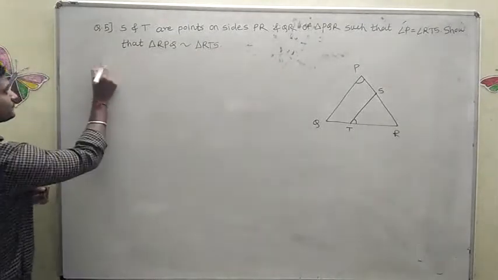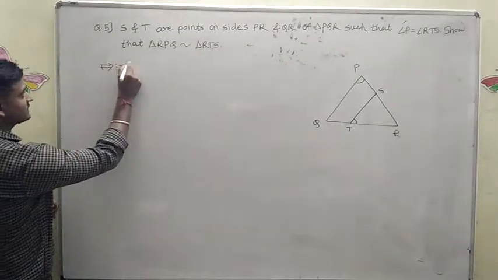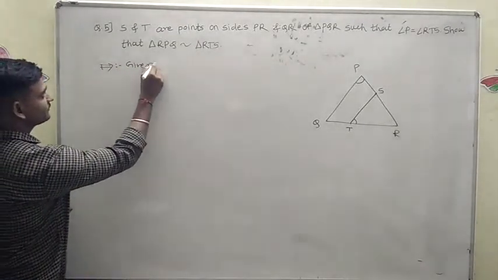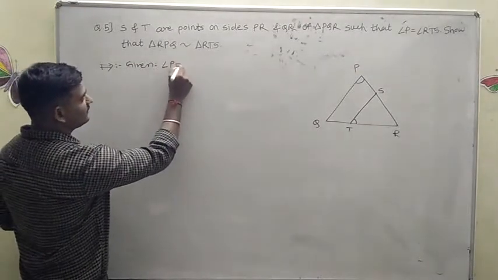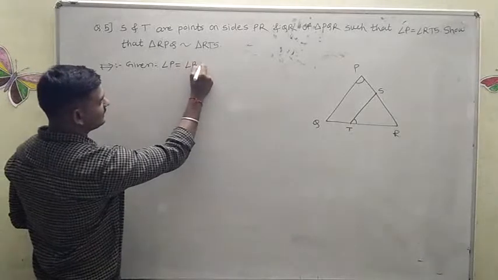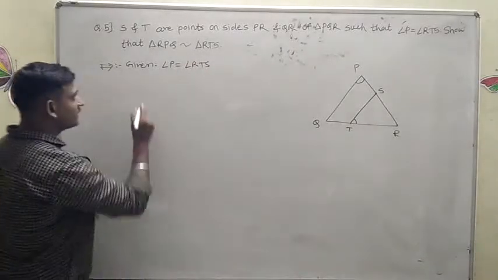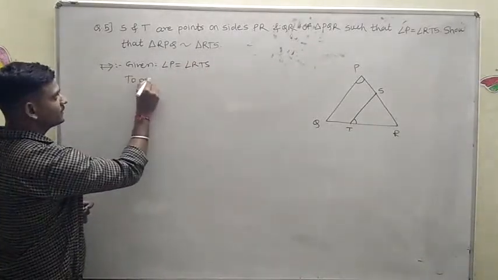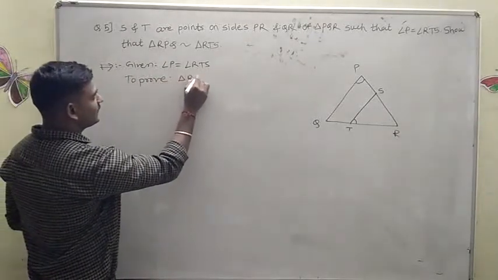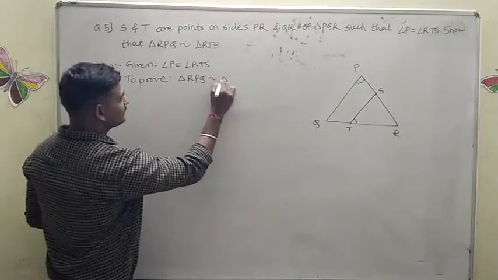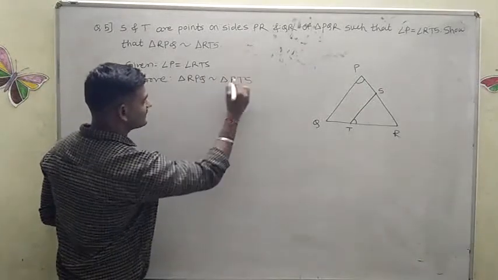Here, how to prove? First, I will write the given data. In the given, what is given? Angle P is equal to angle RTS. This much only is given. And what we have to prove? To prove: triangle RPQ is similar to triangle RTS.